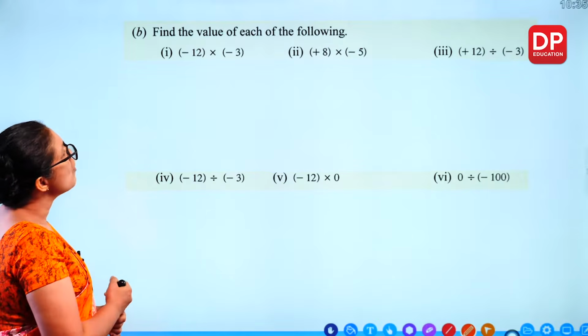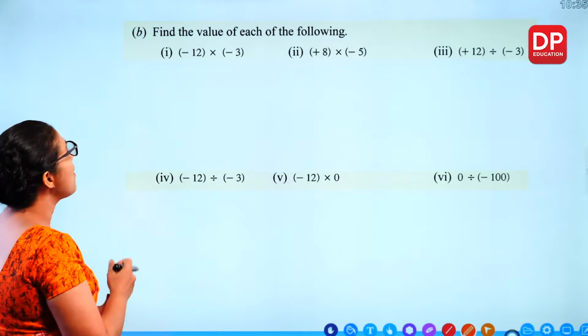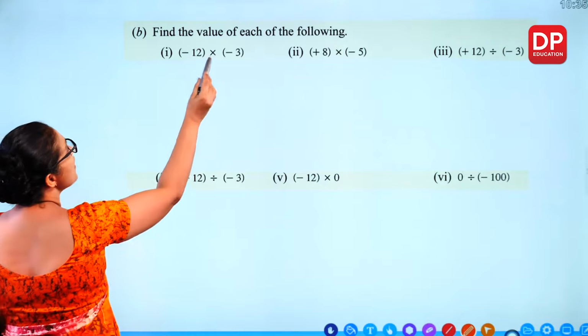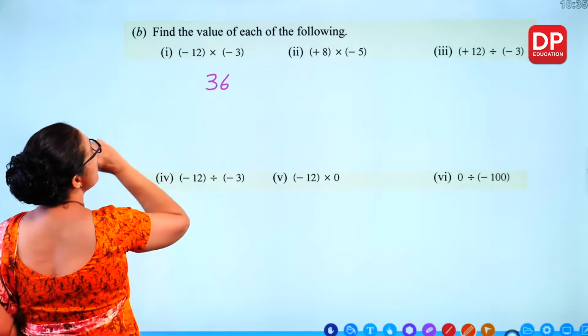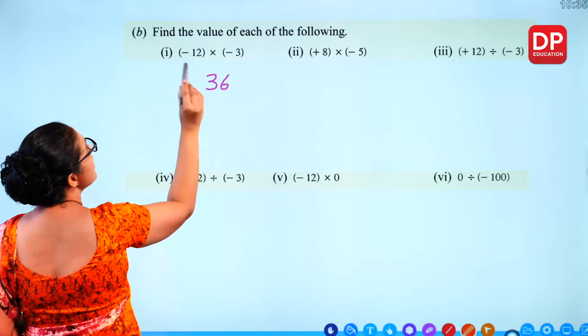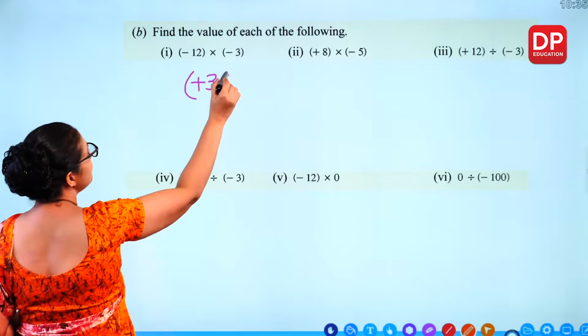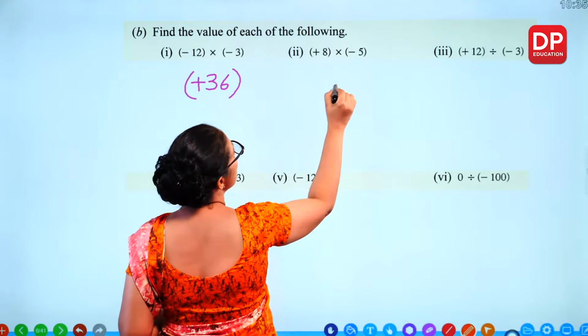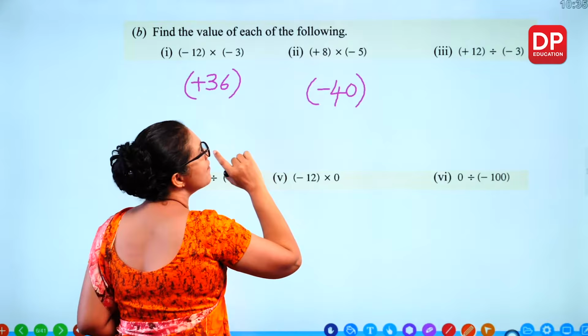Find the value of each of the following. Now multiplication. Directed numbers multiplication. So here just multiply. 3 times 2, 6. 3 times 1, 3. Same sign, you always get positive. 8 times 5, 40. Different signs, you always get negative.